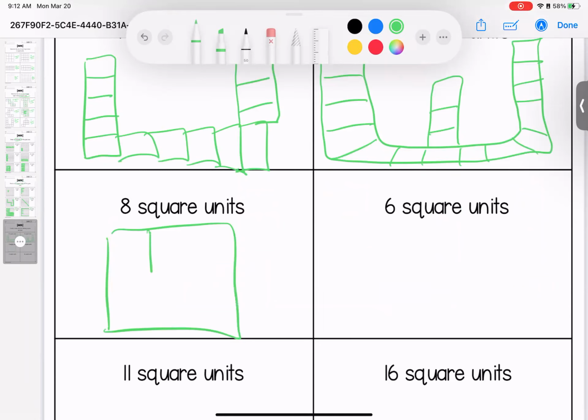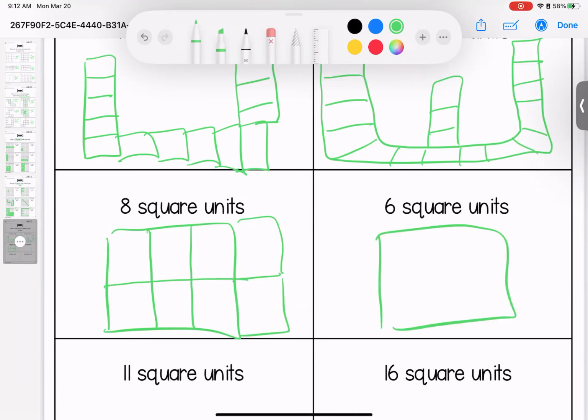I'm going to do a big square. And I'm going to do 6. And then I'm going to do 2 more. 7, 8. There we go. 6 square units. I'm going to cut this in half and I'm going to do 3 down.